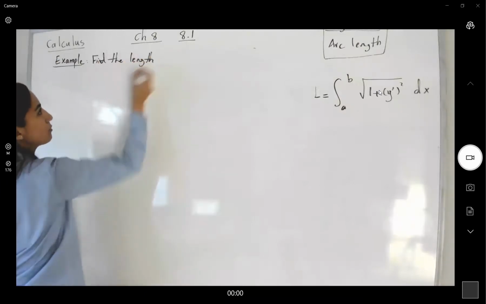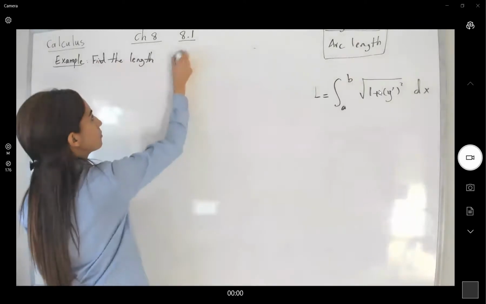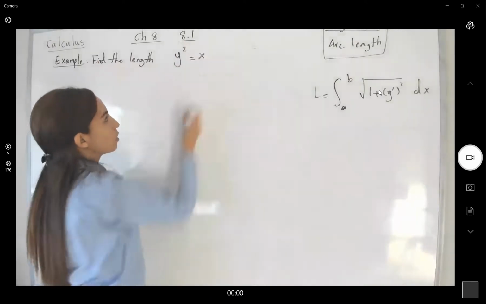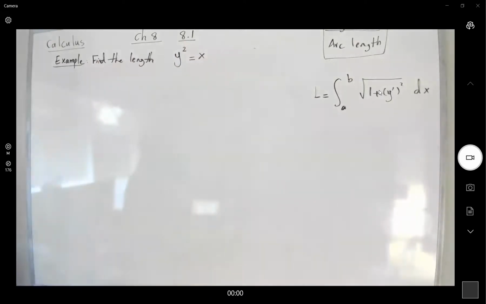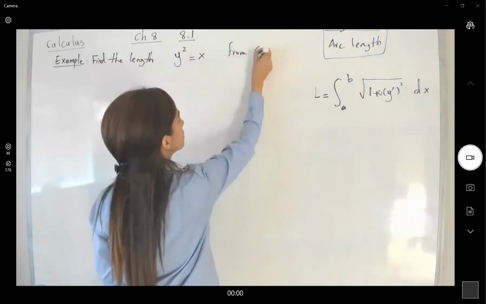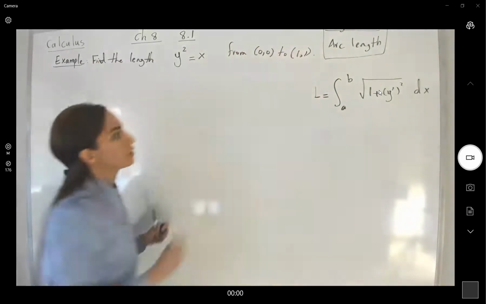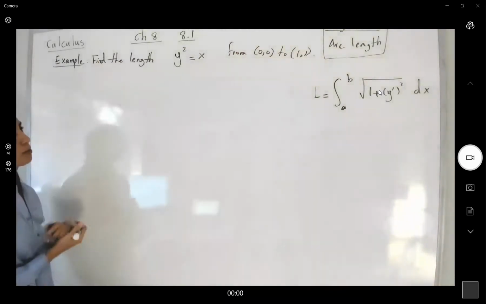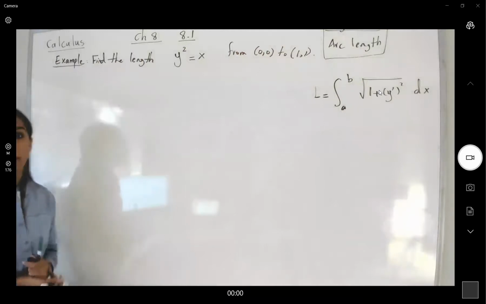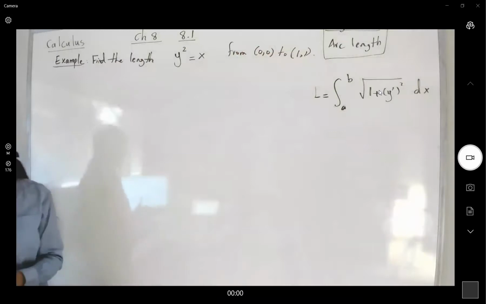Find the length of this parabola, y squared equals x, from (0, 0) to (1, 1). So you have your initial point and your terminal point, and the question says, find the arc length.